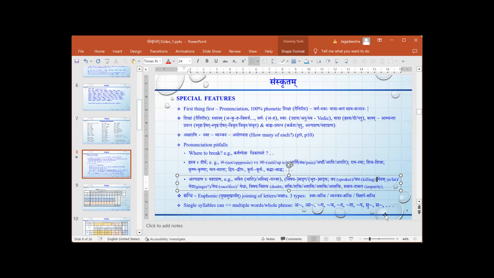Any questions on this pronunciation pitfalls? Can you give an example for a sentence with Sakti, just Sakti? I never heard of it. I have to find something for Shakti. So, Sakti, let me see.